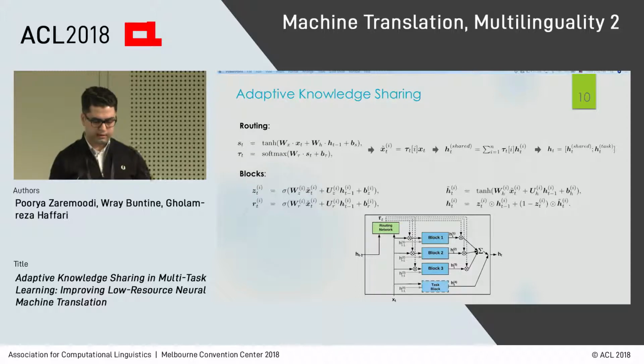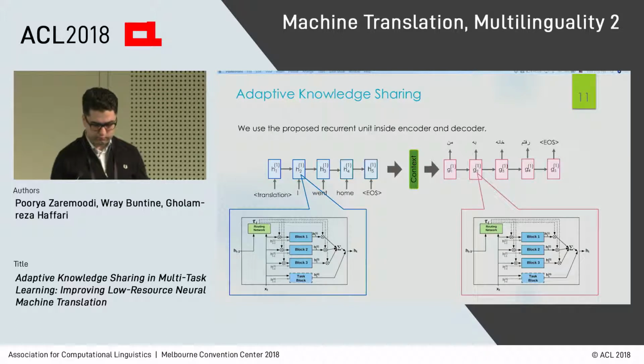The architecture of the proposed recurrent unit is agnostic to the internal architecture of the blocks, but we should make sure that they can control the flow of information. And here for the experiment, we use the GRU as the internal architecture of these blocks. We use the proposed recurrent unit inside the encoder and the decoder of the sequence-to-sequence model.